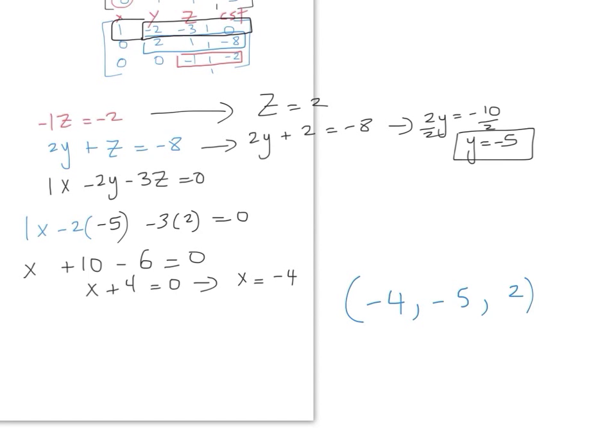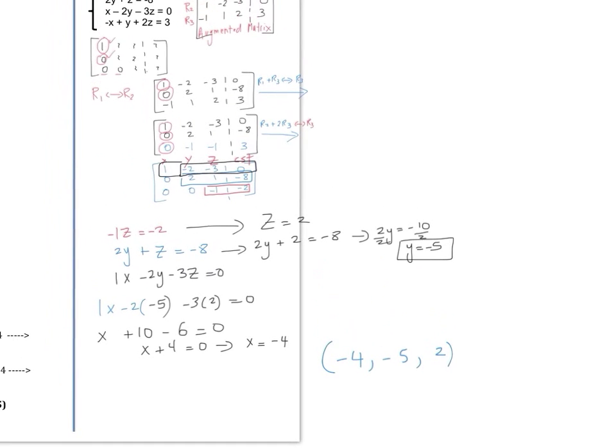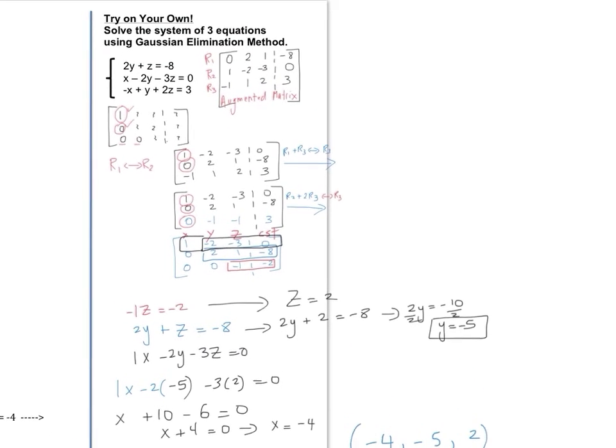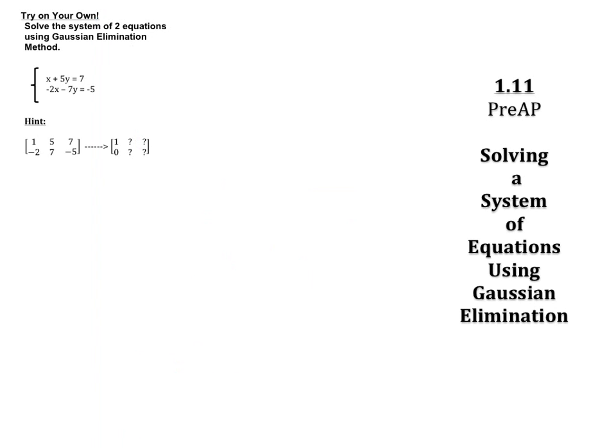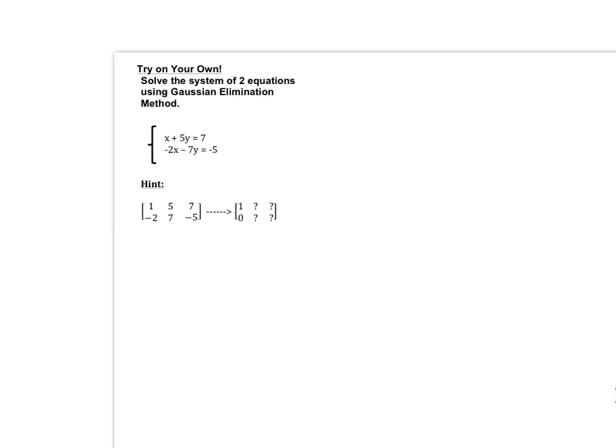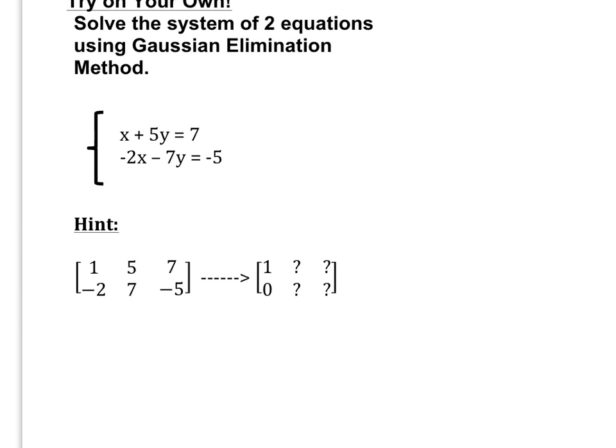And that's how you solve a system of 3 equations using Gaussian elimination. Now let's go ahead and move on to a system of 2 equations. Now the first thing you need to do is to change this to an augmented matrix. So the first row, that's 1, 5, and 7.